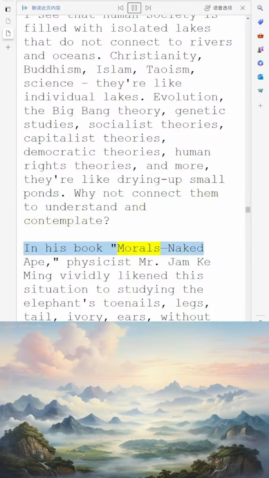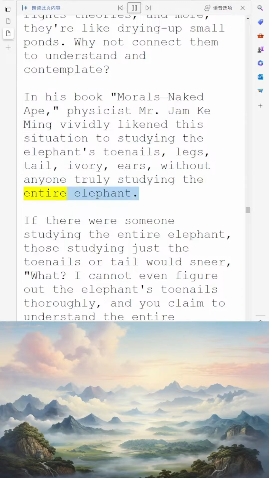In his book, Morals, Naked Ape, physicist Mr. Jam Kaming vividly likened this situation to studying the elephant's toenails, legs, tail, ivory, ears, without anyone truly studying the entire elephant. If there were someone studying the entire elephant, those studying just the toenails or tail would sneer. "What? I cannot even figure out the elephant's toenails thoroughly, and you claim to understand the entire elephant?"